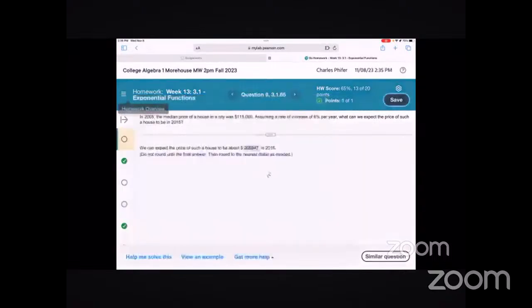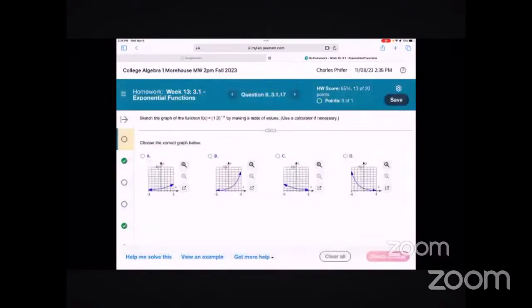Sketch the graph of this by making a table of values. So our base is larger than 1, so that will behave like a normal exponential. But then the negative exponent causes it to be exponential decay. So it should just be exponential decay. It should be either C or D.